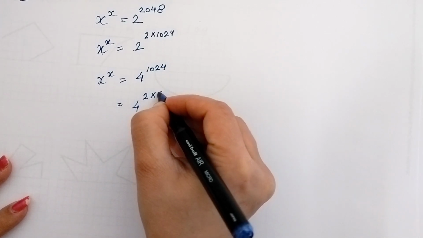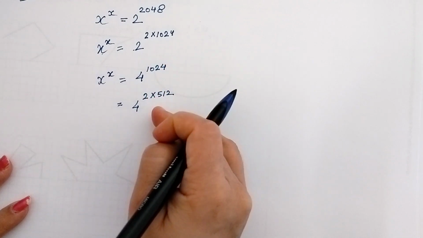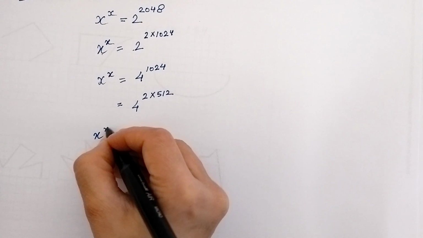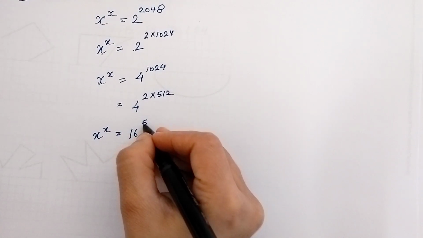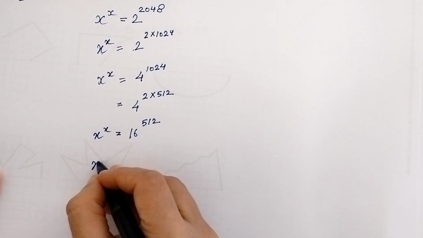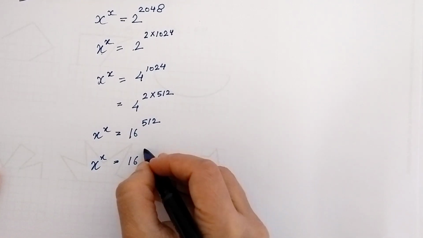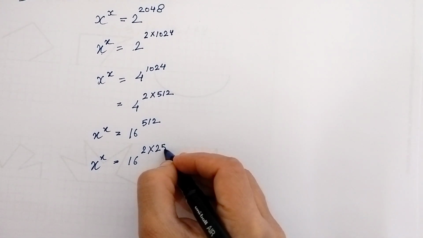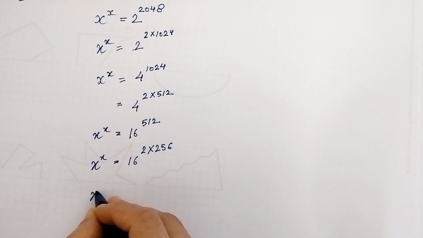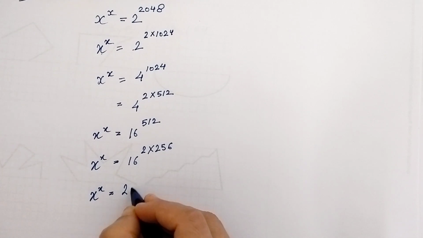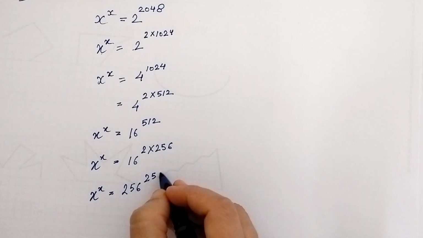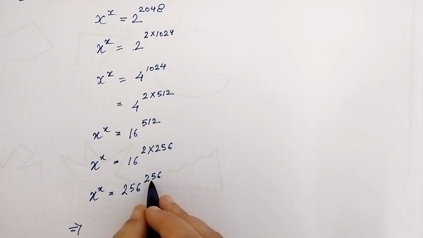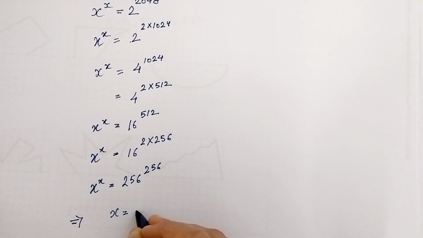We get 2 multiply 512. 1024 is equal to 2 multiply 512. We get x raised to power x is equal to 16 raised to power 512. Now we can break the power again to bring it in the form of x raised to power x. We get 256 multiply 2, and then 16 square is equal to 256 power 256. This implies x raised to power x is equal to 256 raised to power 256, which implies x is equal to 256.